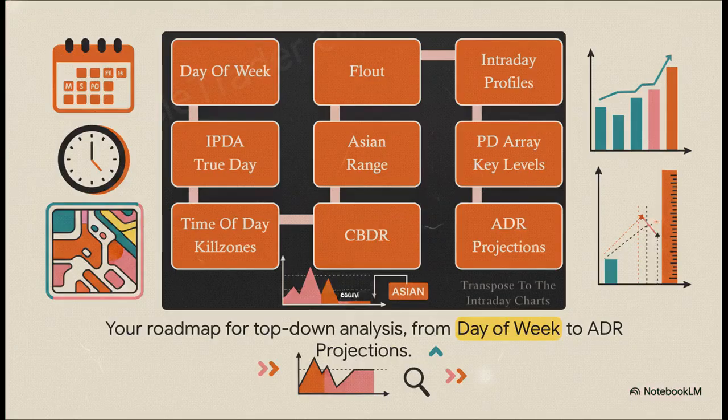Now, take a look at this. This flowchart is basically the entire roadmap for a top-down analysis. You can see it starts with big picture stuff, like the day of the week. Then it narrows down into specific session ranges, like the CBDR and the Asian range. And it all funnels down into projecting the day's move. This is the exact sequence, the step-by-step process, and we're about to break down its most important parts.